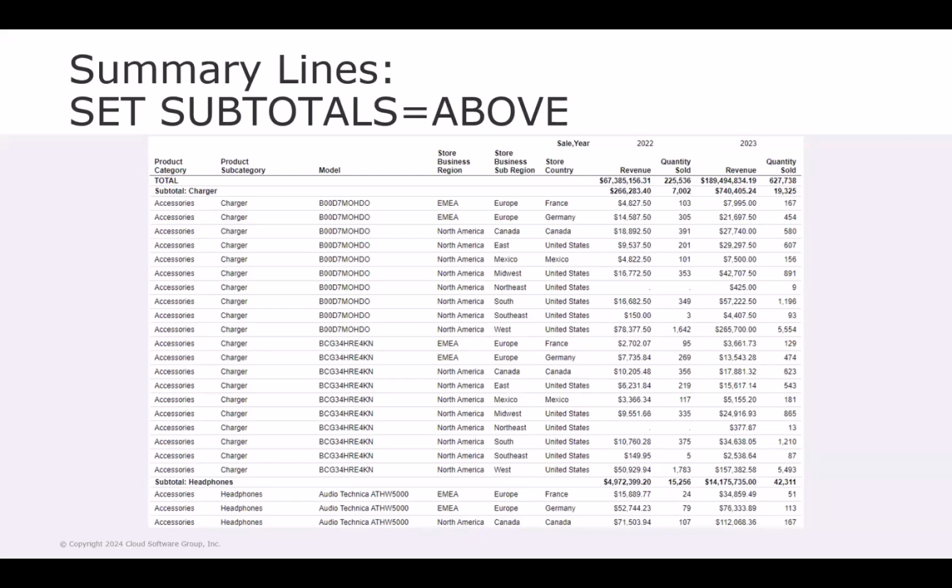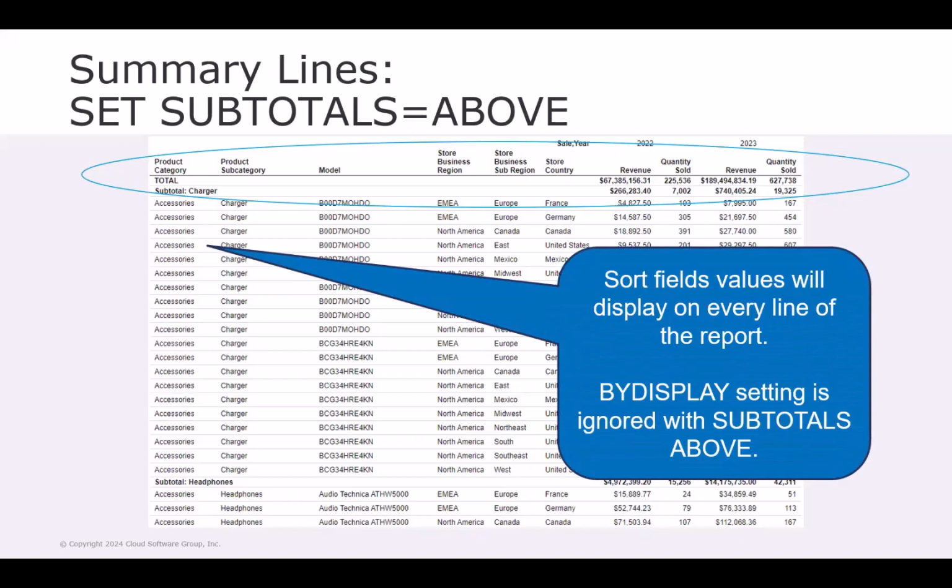So we have it above. Here's the output. You see our total and subtotal there. But the thing to mention here, and it is different, is you will get the sort field values to display on every line of the report. So the by setting, if you try to do by display, it's going to be ignored. If you use subtotals above, it's ignored.